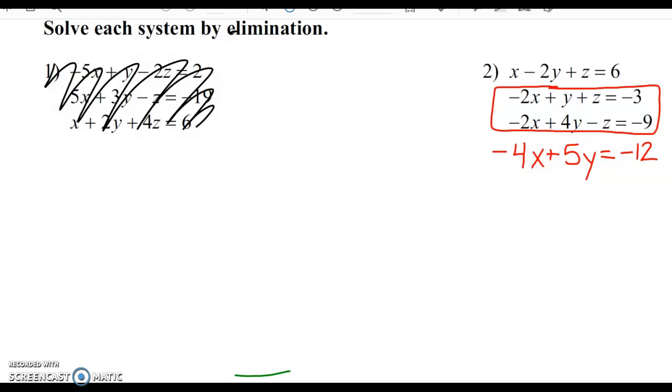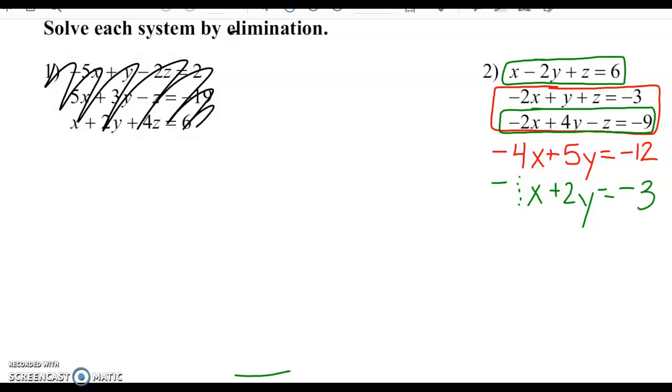Then I'm actually going to use the first and third equations, because looking at those, I can see again that the z's are opposite. So adding the first and third together, x and negative 2x would be negative 1x. Negative 2y and 4y is positive 2y. Z and negative z cancels. 6 and negative 9 is negative 3. So that's that first new step.